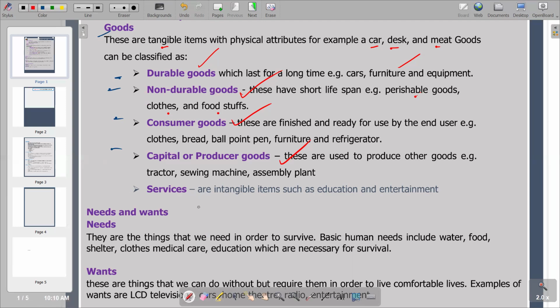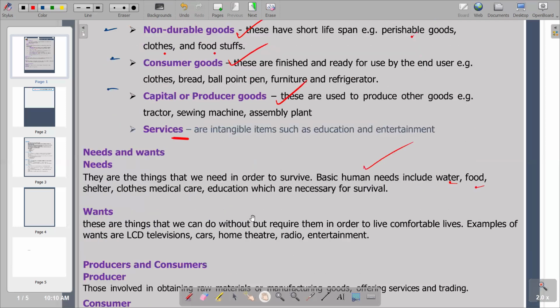Now, what is a need and what is a want? We'll start with a need. A need is something that humans cannot live without. There are things that we need in order to survive. Basic human needs include water, food, shelter, clothes, medical care, and education, which are necessary for survival. You cannot live without water or food, so it becomes a need.